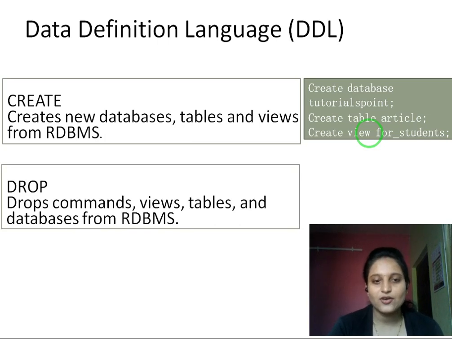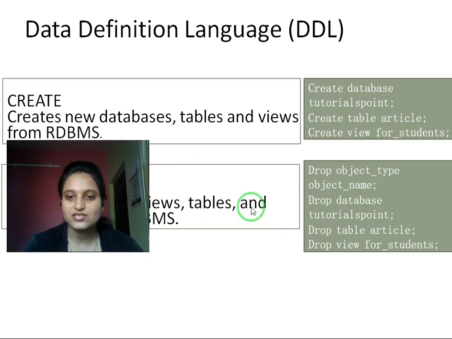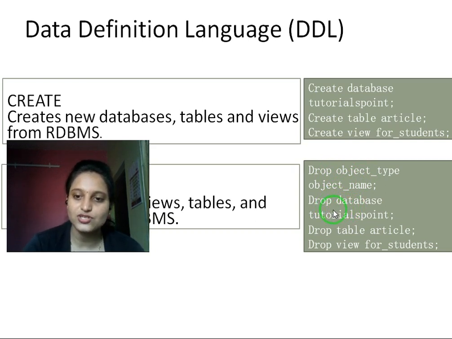Okay. Now the next command is drop. So the drop command drops a view, table and database from the RDBMS. So drop, that is delete. Drop is used for dropping, deleting a view, table and database from the RDBMS. For the drop command, you just write drop, the object type and the object name. Suppose you want to drop a database, just use drop.